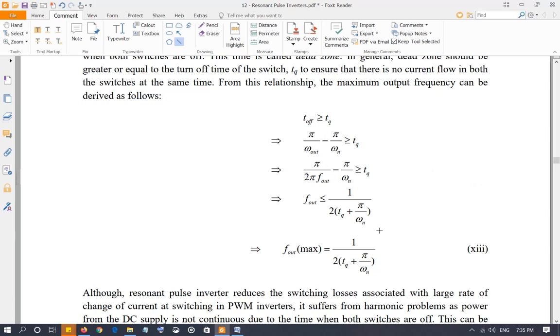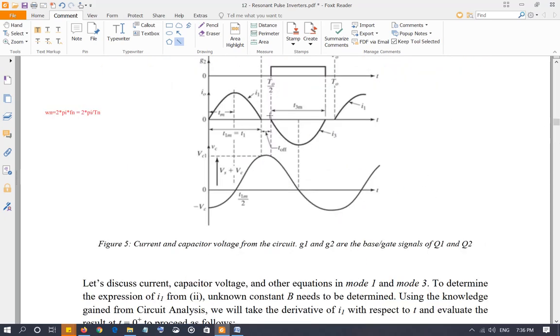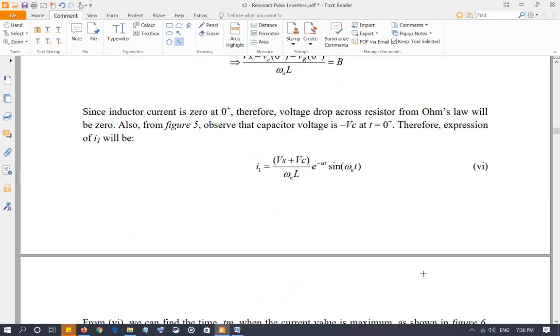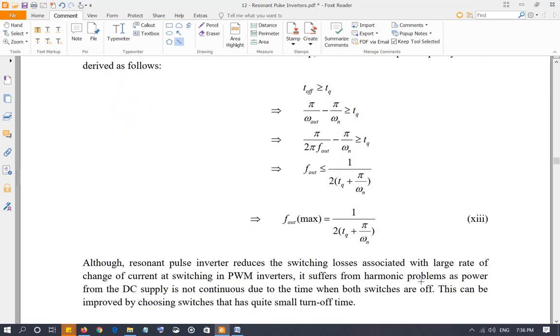So this is the total dead zone time, pi over omega out minus pi over omega n. This is pi over omega out right here, and this is pi over omega n right here. So the difference between the two is the total time, and that should be greater than the turn off time of the switch. So you manipulate that, and then you will figure out that the output frequency should be less than or equal to 1 over 2 times TQ plus pi over omega n. And the maximum output frequency, of course, is when you have the equal sign, which is this.